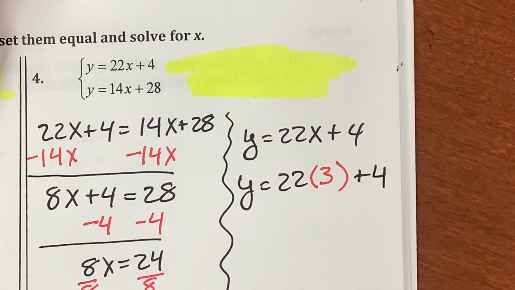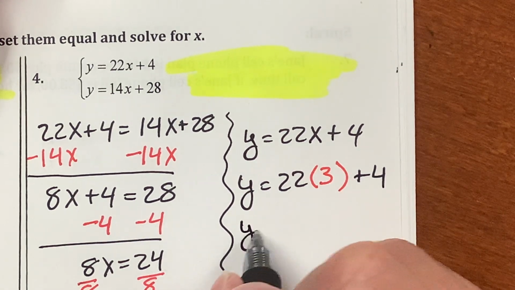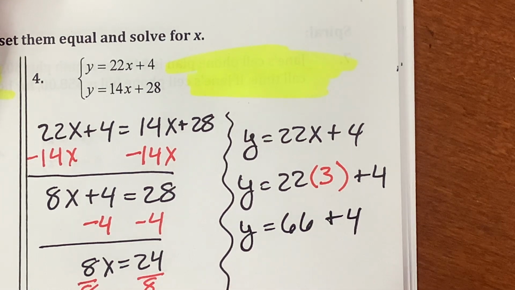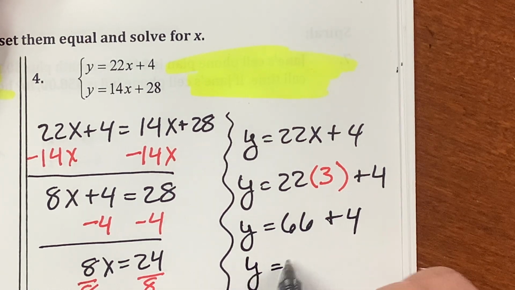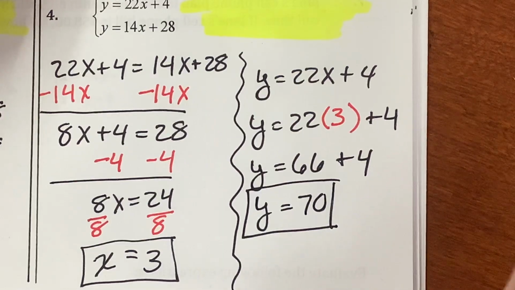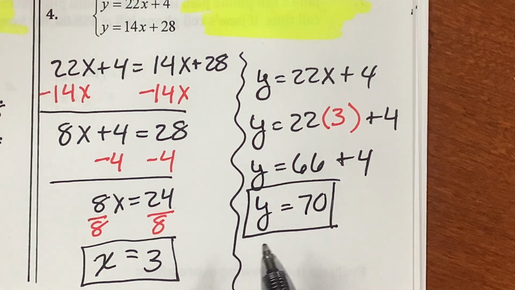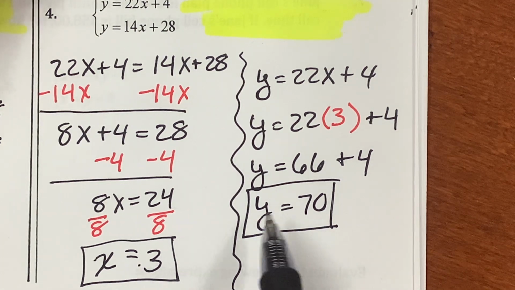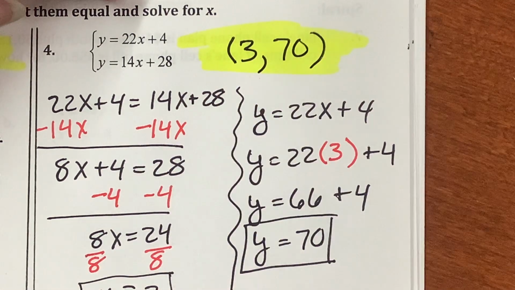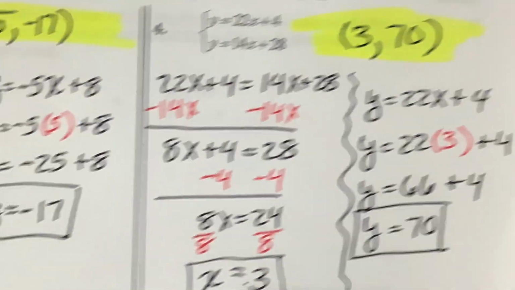22 times 3 is 66. So y equals 66 plus 4. 66 plus 4 is 70, so y equals 70. So happy I don't have to graph that, because that would not be easy. So x is 3, y is 70. My coordinate pair, 3, 70. All right, not bad, not bad.